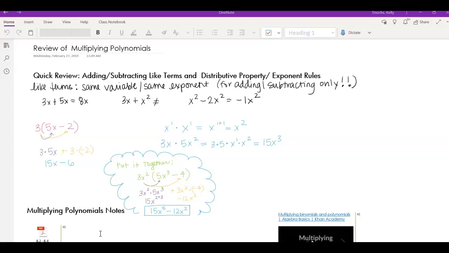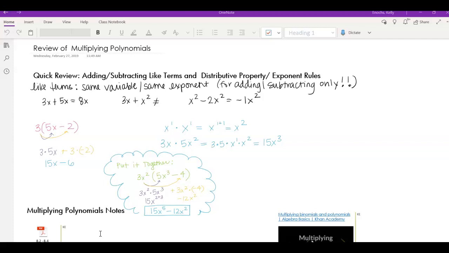So if you have 3x plus 5x, that makes 8x because 3 plus 5 makes 8. You cannot add 3x and x squared because they have different exponents. And if I had x squared minus 2x squared, remember there's that imaginary 1 in the front, and that gives us negative 1x squared. So in addition to adding and subtracting like terms, let's talk about distributive property.